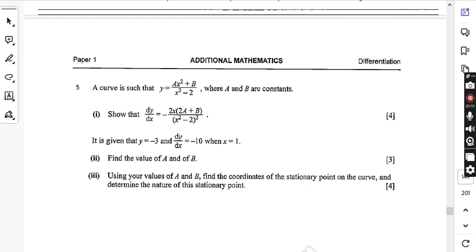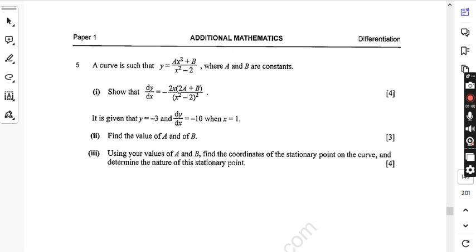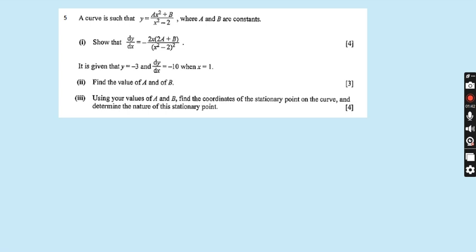Let's have a look at this question. A curve is such that y equals ax² plus b over x² minus 2, where a and b are constants. Show that dy/dx equals negative 2x(2a plus b) over (x² minus 2) whole square. This question came in October-November 2012, variant 1-2, paper 1-2. So let's do part number 1. Very easy.